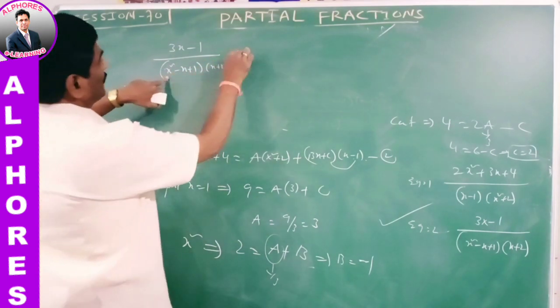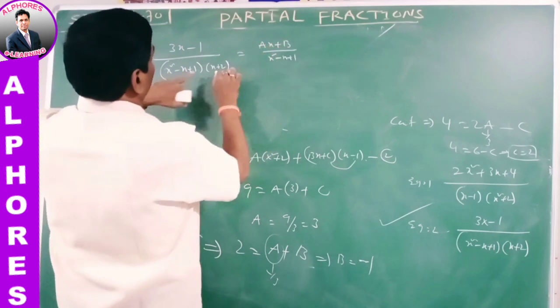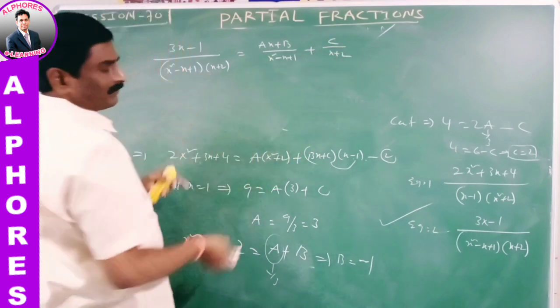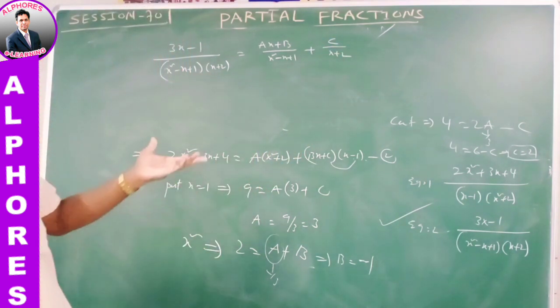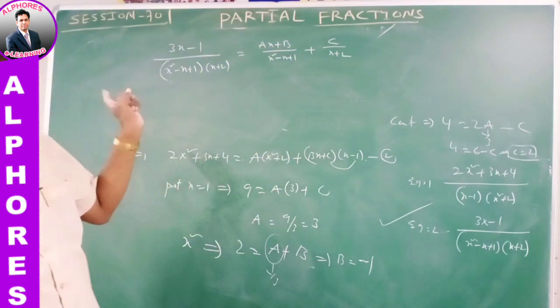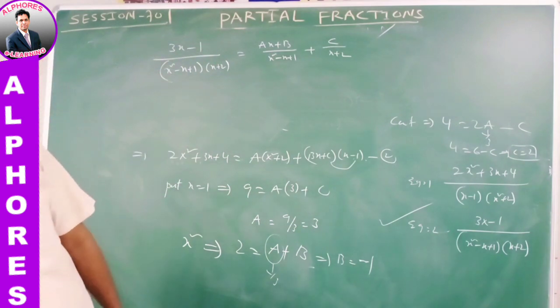x square minus x plus 1 is irreducible, so its partial fraction is (ax plus b) by (x square minus x plus 1). x plus 2 is a linear non-repeated factor, so c by (x plus 2). By equating numerators, put x is equal to minus 2 in one case. By equating x square coefficients and constant terms, we find a, b, c and substitute the values of a, b, c in this equation, we get the partial fractions. Okay.